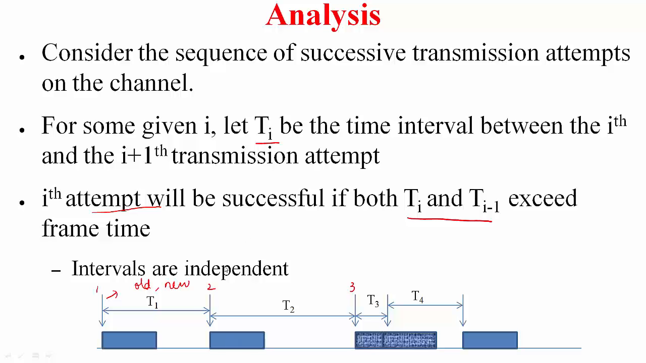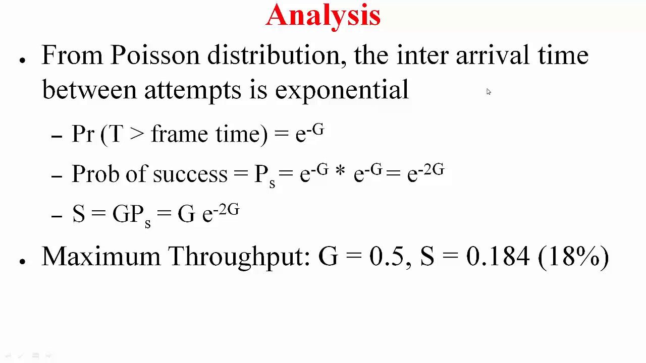It turns out that these intervals are independent just because the nodes, whenever they have a packet to send, are not taking into account anything that is happening on the channel. They just transmit. Thereby, these intervals are independent. Now, the probability of success is basically the probability that Ti minus 1 exceeds the frame time times the probability that Ti also exceeds the frame time. So this is the probability that an attempt will succeed.